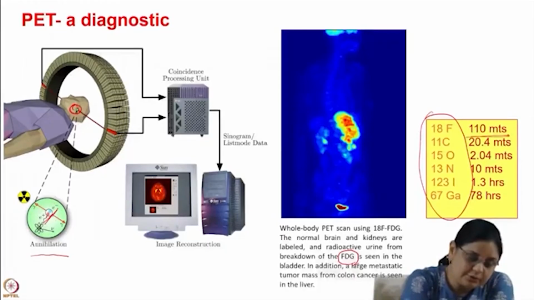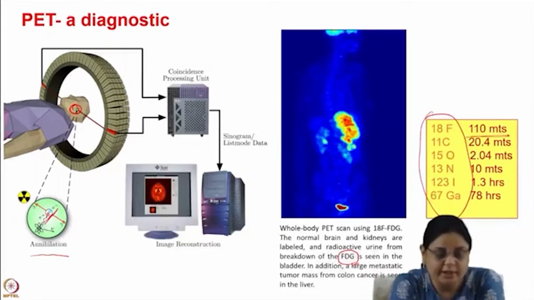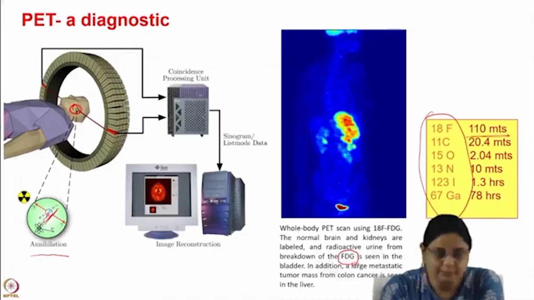There is a series of detectors here which can simultaneously detect these gamma rays, and from this the exact location of the tumor can be pinpointed. So this is a very useful technique for diagnosis of tumors. These are the isotopes that are generally used for diagnostics.